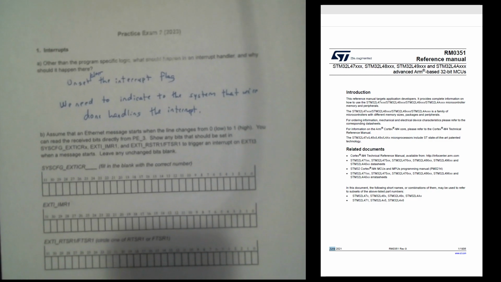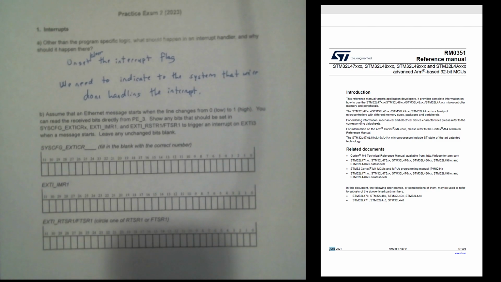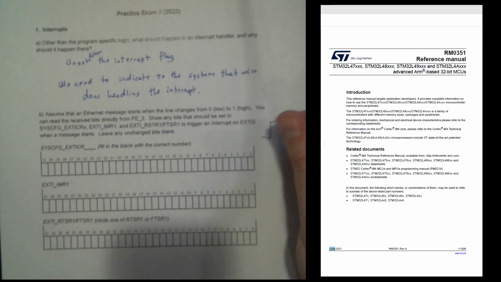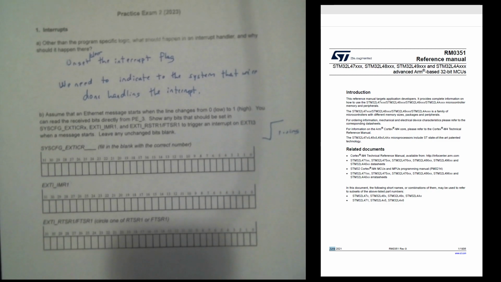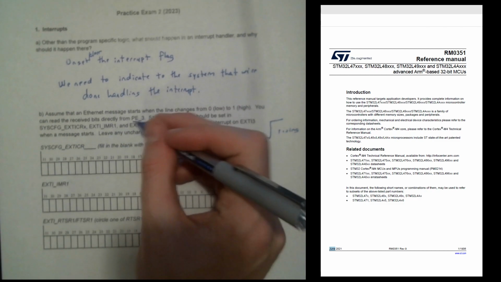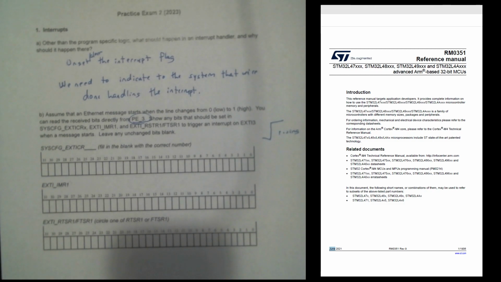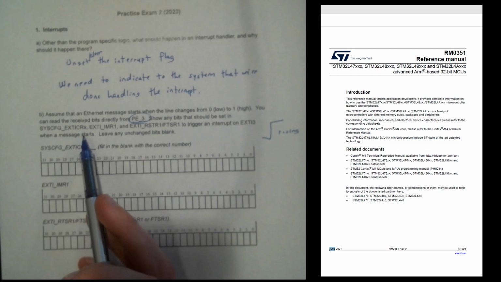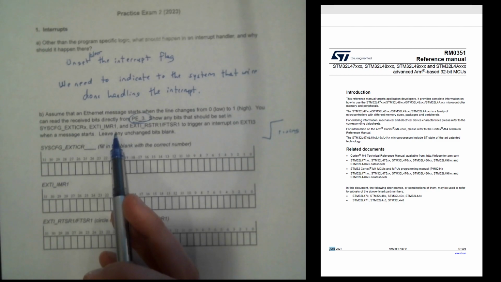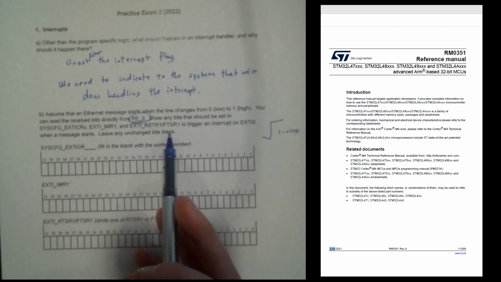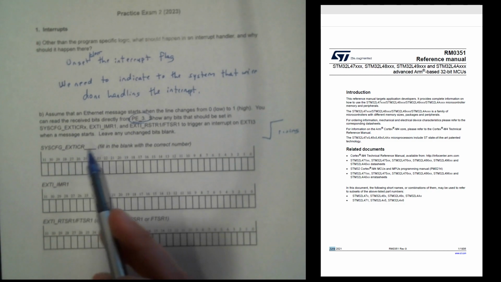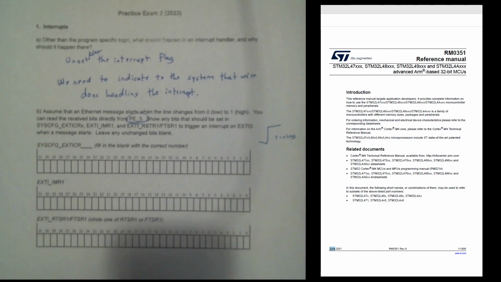Okay, so now we're on to part B, which is: assume that the Ethernet message starts when the line changes from 0, low, to high. So we're looking for a rising edge, good to note for later. You can assume that the bits are received directly from PE3. So that's our GPIO pin number that we may need to reference again later on. Show any bits that should be set in SYSCFG_EXTICRx, EXTI_IMR1, EXTI_RTSR1, FTSR1 to trigger an interrupt on EXTI3 when the message starts. Leave any unchanged bits blank.